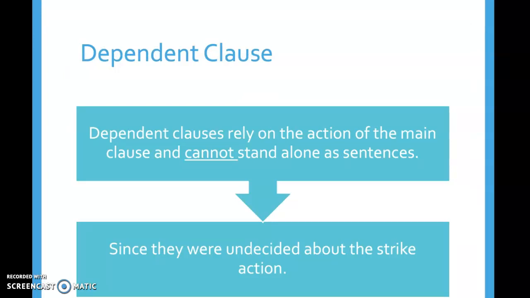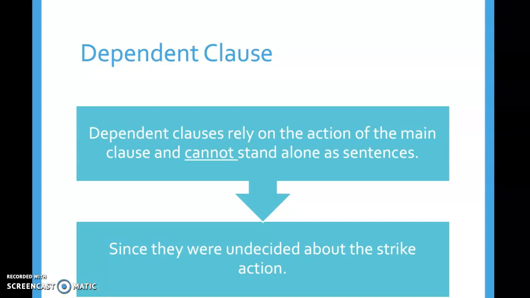But they have a subject and they have a verb. Sometimes an independent clause is paired with a dependent clause. This is when you have an adult, an independent, and a child, I guess, a dependent clause. A dependent clause cannot live on its own. It can't pay its own rent, can't drive itself to school. Dependent clauses rely on the action of the main clause and cannot stand alone as sentences because they're missing something. They're missing a subject, they're missing a verb, or sometimes they're just using a very specific word that makes them reliant on another clause.